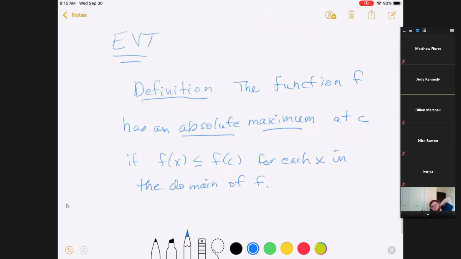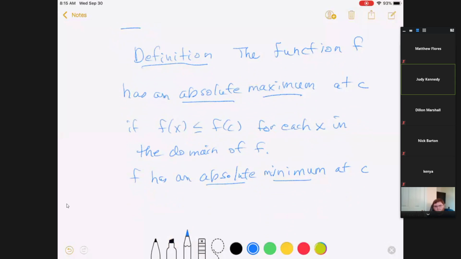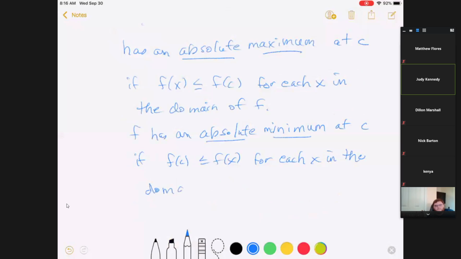And of course, you can also define absolute minimum similarly. f has an absolute minimum at c if f of c is less than or equal to f of x for each x in the domain of f.